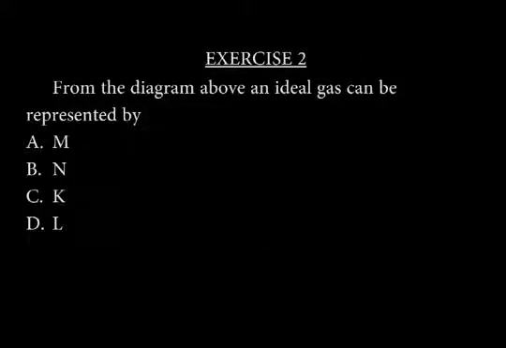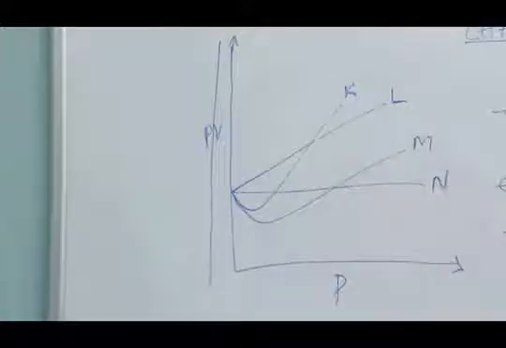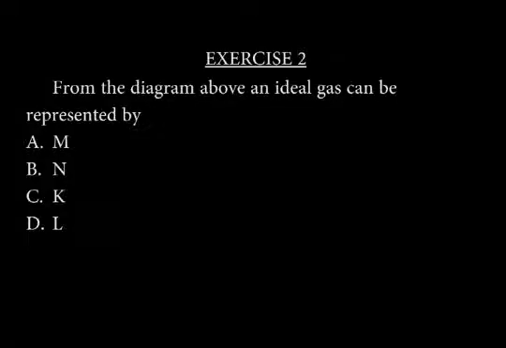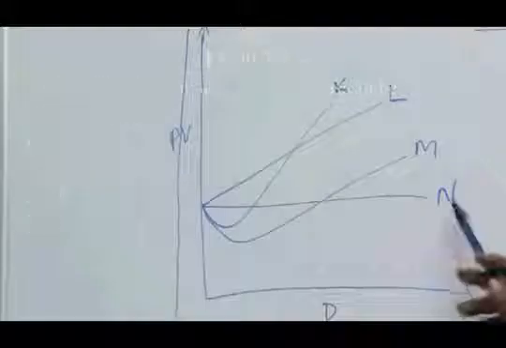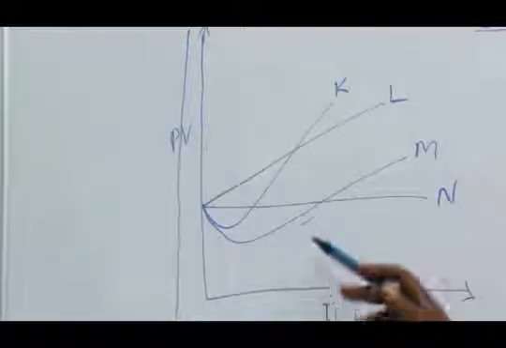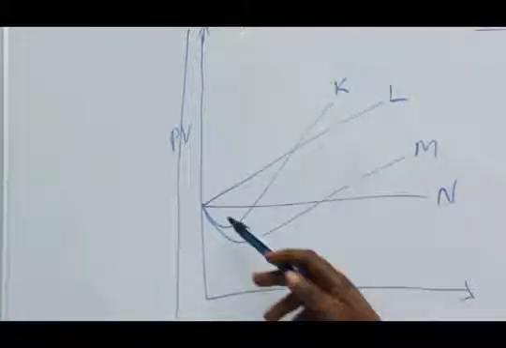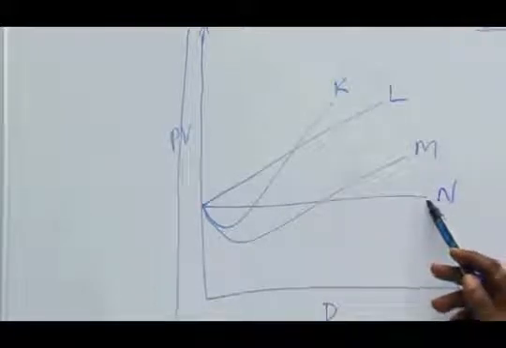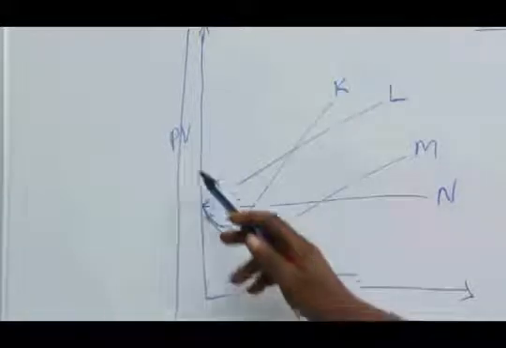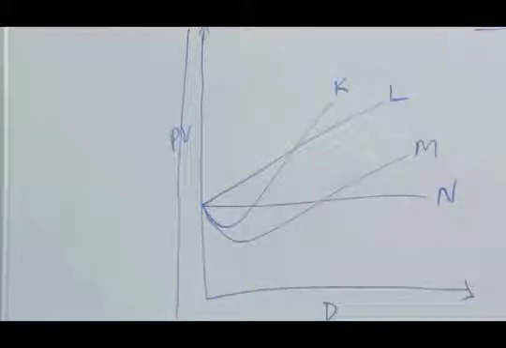Exercise number 2. From the diagram above, an ideal gas can be represented by A, M, B, N, C, K, and D, L. The correct answer is option B, which is N. It can be seen from this graph that this line, N, represents the correct relationship between PV and P.